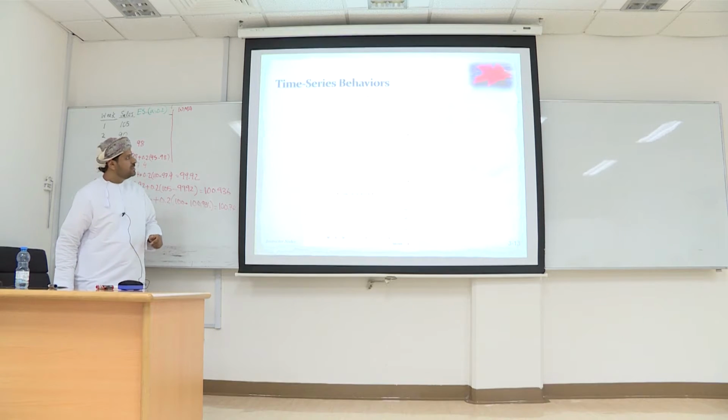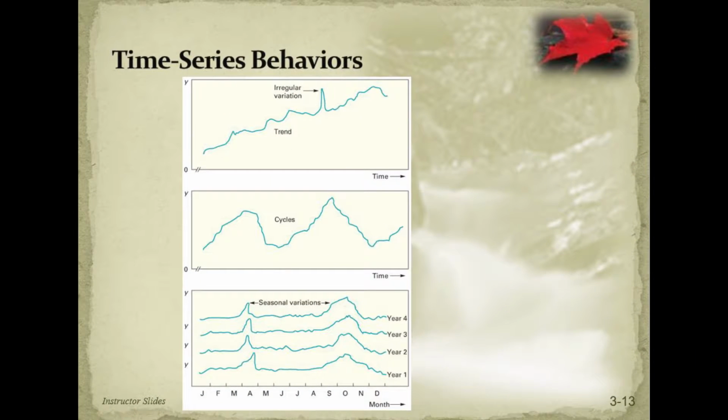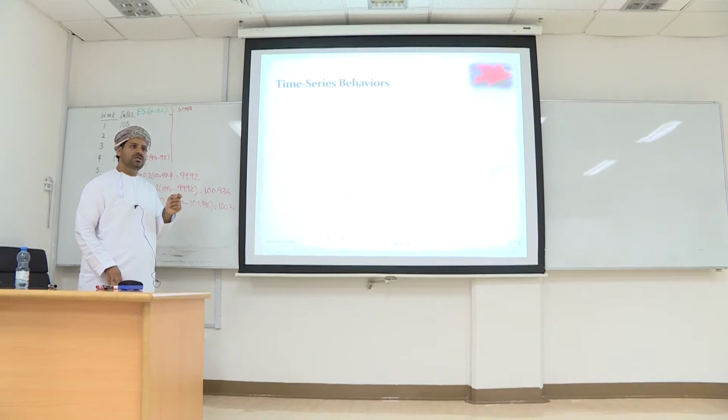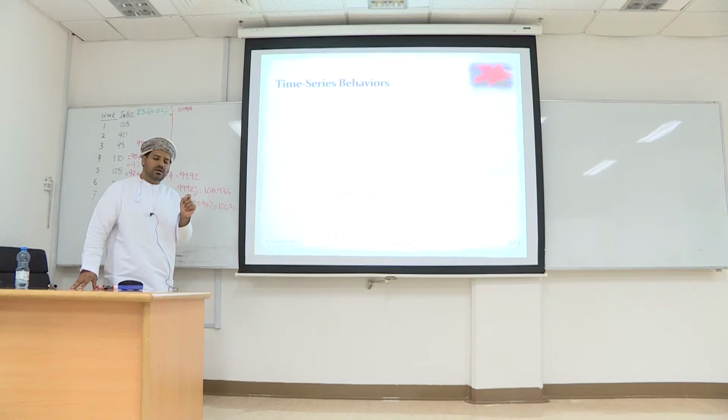Let's look at these ones. The first one refers to a trend. As you can see, there's an upward trend, or an increasing trend. Over time the numbers keep on increasing, but we have some point in there which we would call irregular variation. The idea of irregular variation is very simple. It is very similar to what we call in statistics an outlier.